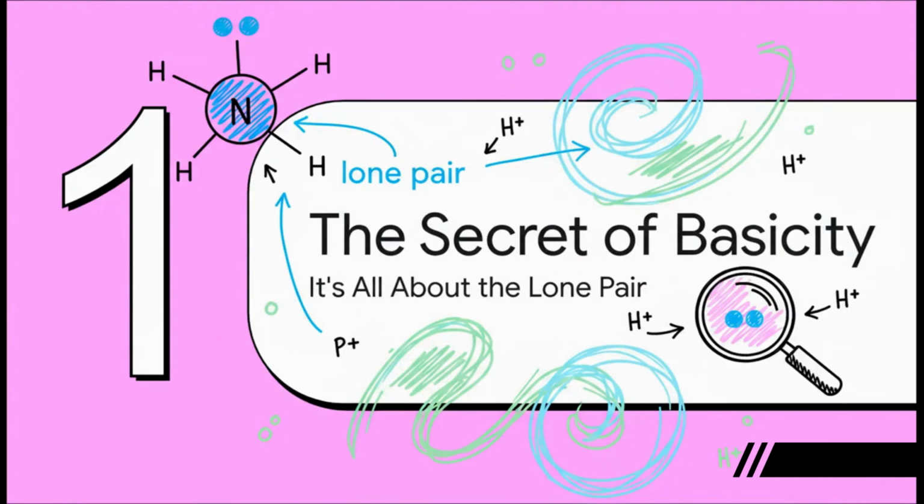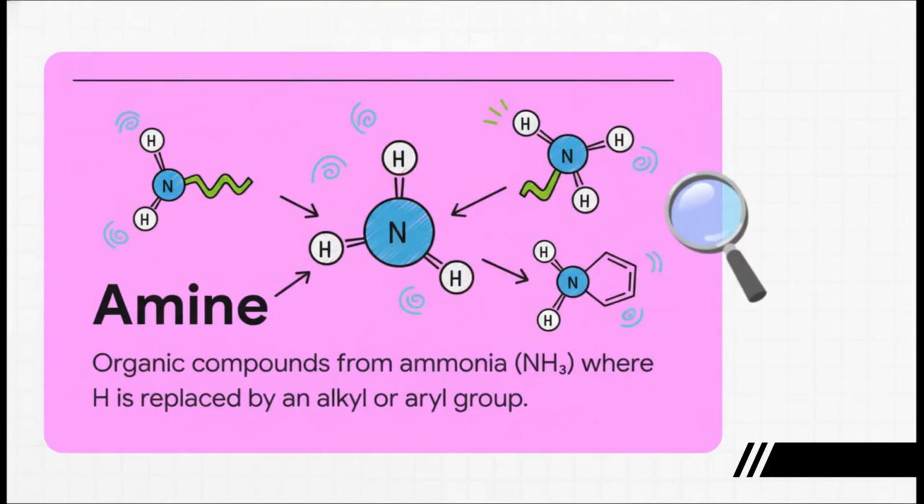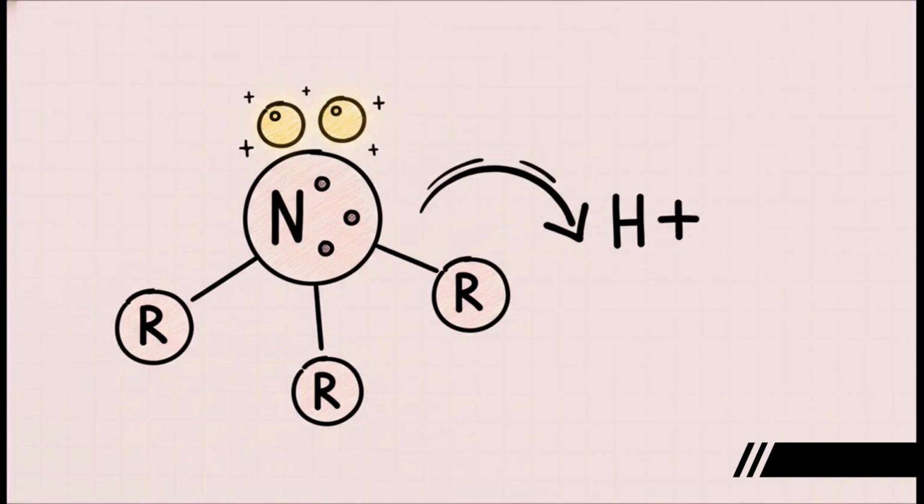So, what is the big secret behind why amines act as bases? Well, it all comes down to one tiny but super important thing. That lone pair of electrons sitting on the nitrogen atom. Let's break that down right now. First things first, a super quick refresher. What exactly are amines? Just picture the ammonia molecule, NH3. Now imagine you can just pop off 1, 2, or even all 3 of those hydrogen atoms and snap on a carbon group in their place. This could be a straight carbon chain, which we call an alkyl group, or it could be a benzene ring, an aryl group. That new molecule you just made? Yep, that's an amine.